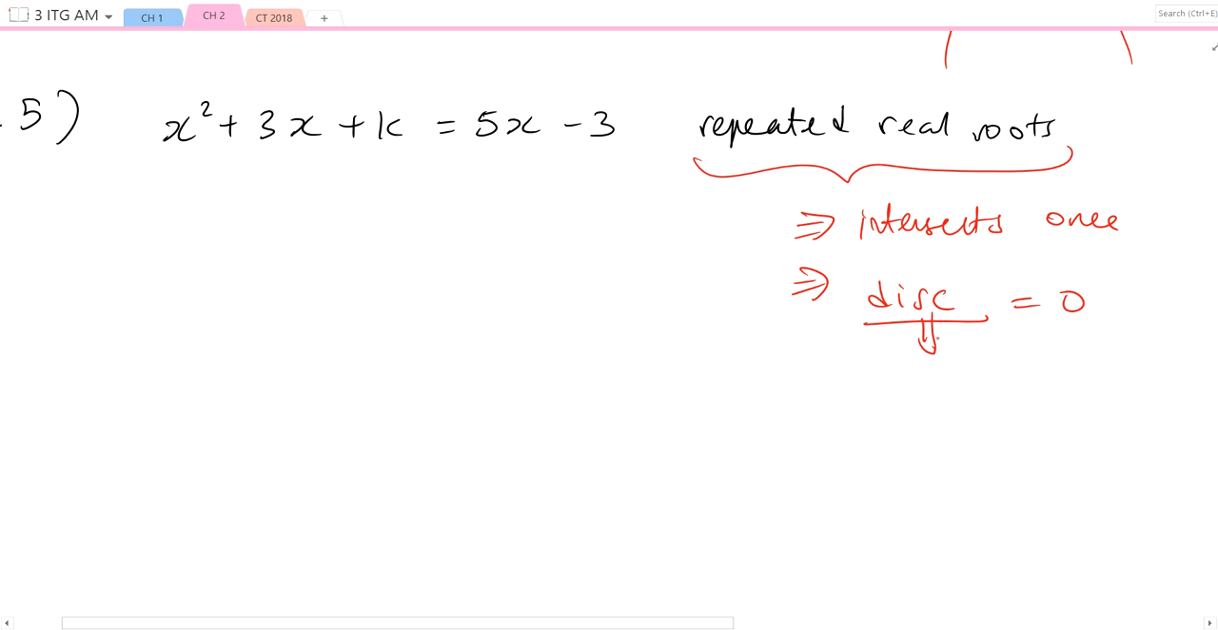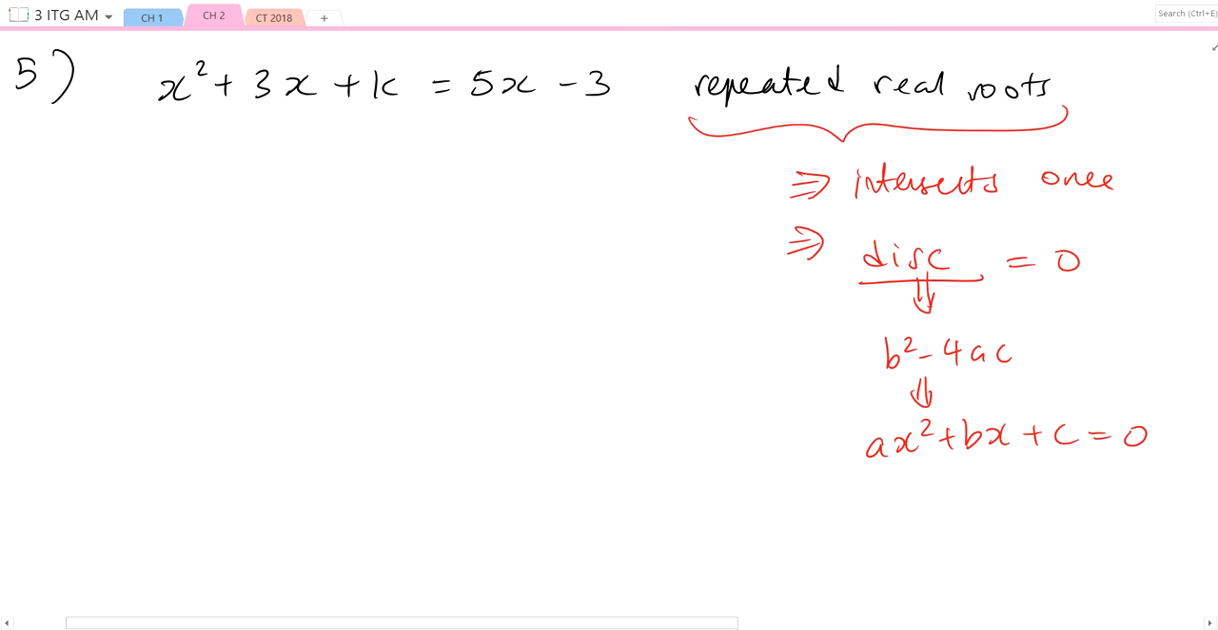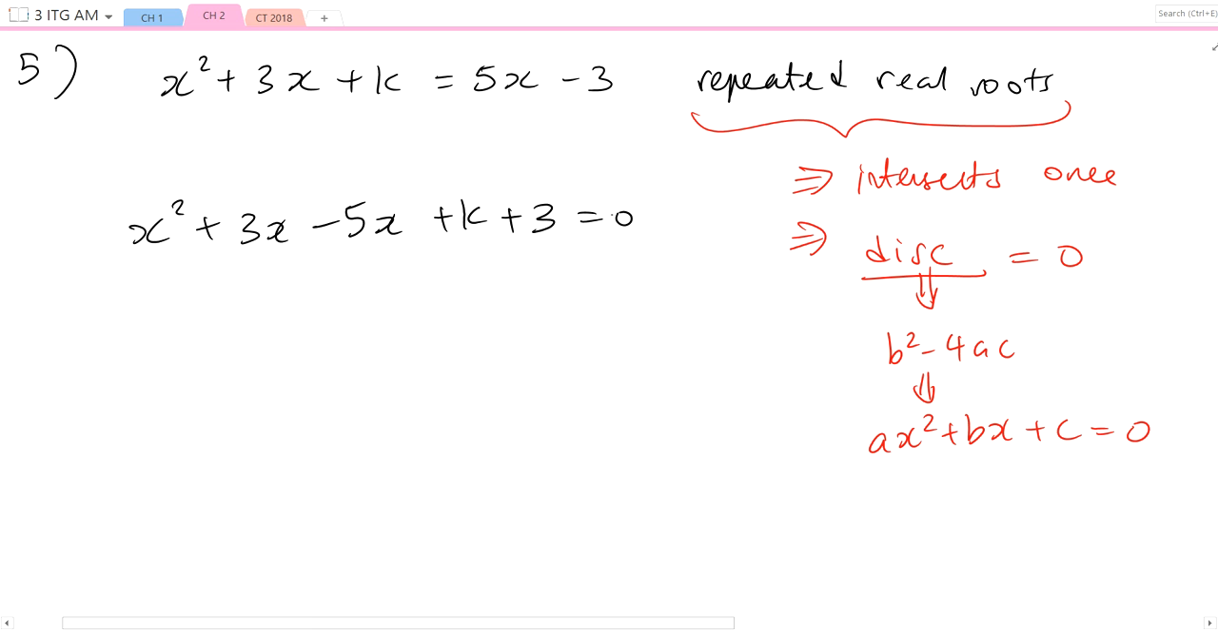Okay, how do I get the discriminant? What exactly is discriminant? Your b squared minus 4ac, right? Where's your a, b, and c? They must be of the form ax squared plus bx plus c equals 0. Then you can find your discriminant, correct? Do you have ax squared plus bx plus c equals 0? Have I? No. How to change? Just rearrange, right? Let's rearrange. X squared plus 3x minus 5x plus k plus 3 equals 0.